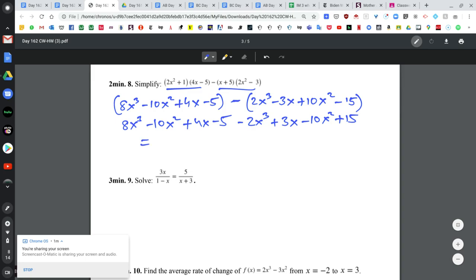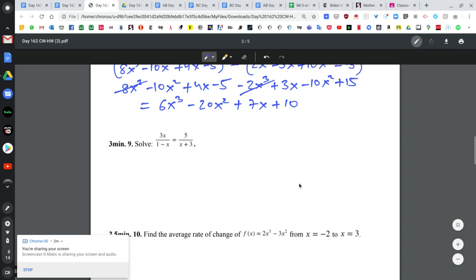Combine like terms and tell me what you get. Check your answer. 6x cubed and then negative 20x squared plus 7x plus 10. Okay, check if you got that.